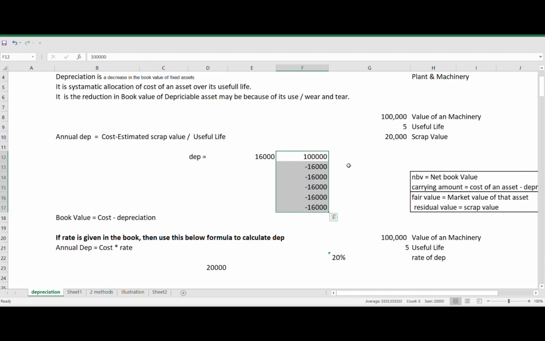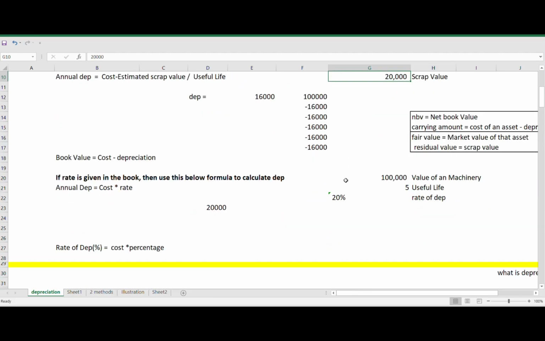And here in this example, they have given us a scrap value. You can also calculate the depreciation using the percentage value if the percentage is given. When the percentage is given, you don't need the scrap value. You can directly calculate the depreciation using a 20% depreciation rate.